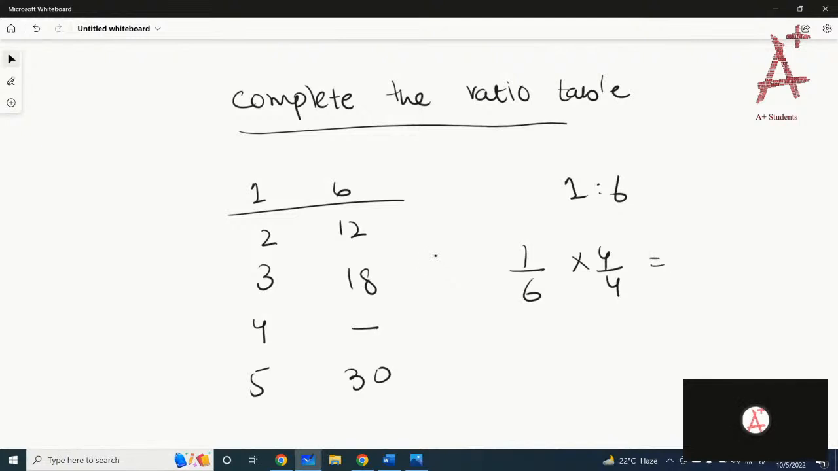So it would be then 4 times 1 is 4 and 4 times 6 is 24. So 4 is already given. The missing number is 24. Got it? So it would be 4 over 24. Just select the correct option and move on to the next question.